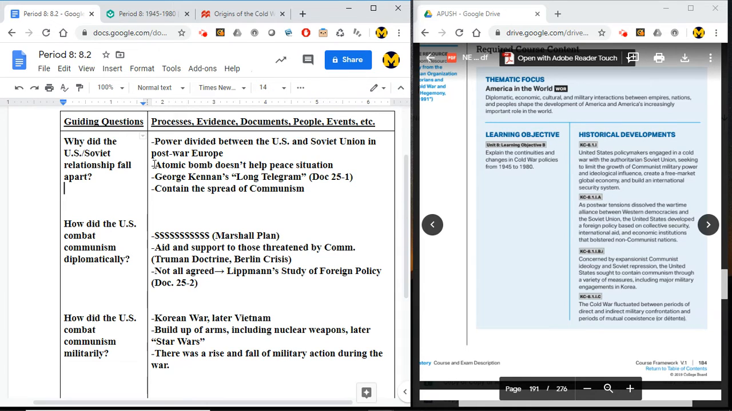Okay, another issue that led to the relationship between these two countries falling apart was the use of the atomic bomb. This is the most powerful weapon in the world. The US uses it on Japan, and now the Soviets and the rest of the world know that the ultimate measure of war is going to be the acquisition and use of this catastrophic weapon.